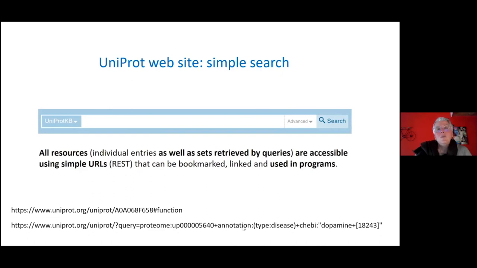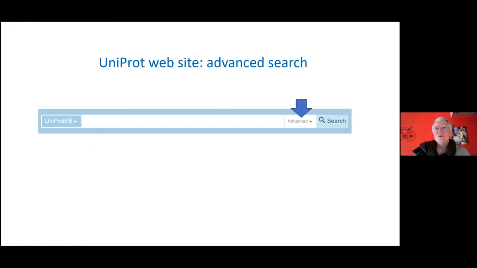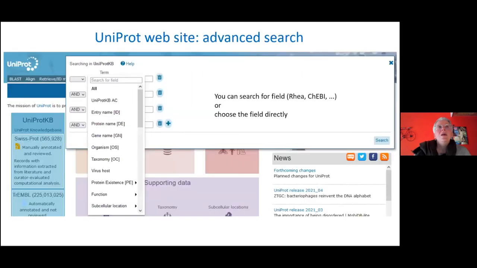And here you have a complex URL for all the human proteins which are associated with a disease which involves dopamine, which are linked to dopamine. You can use, of course, the advanced search. When you know the different sections of a UniProt entry, you can query the different sections of an entry.